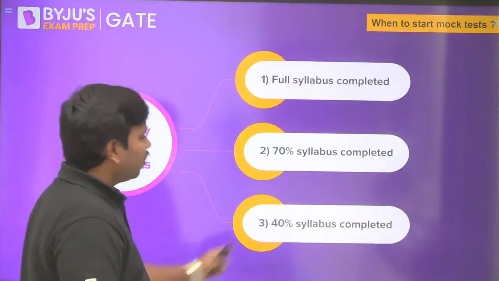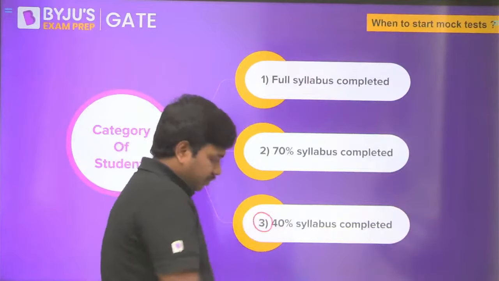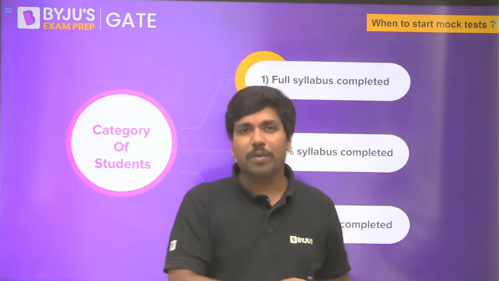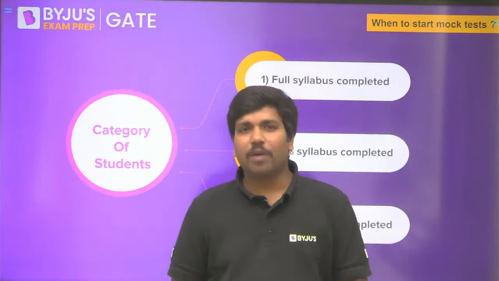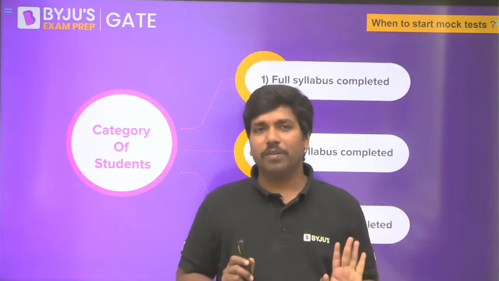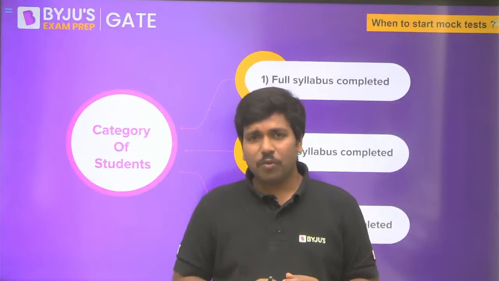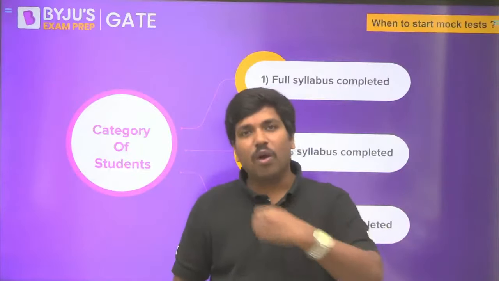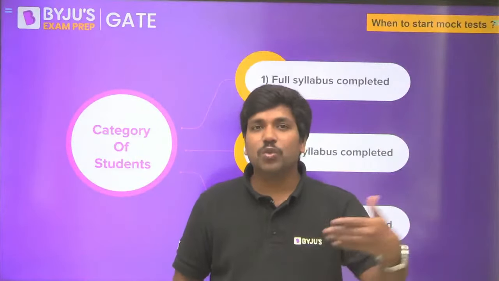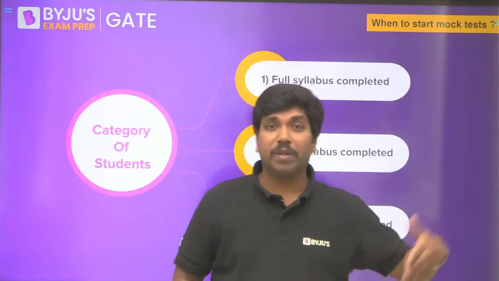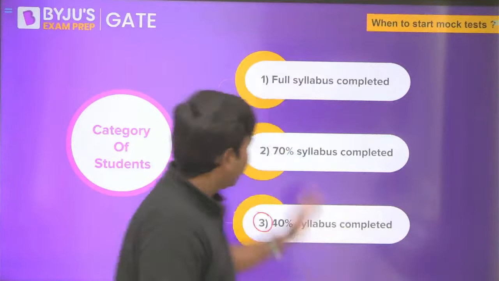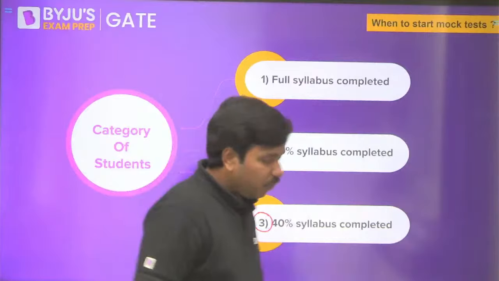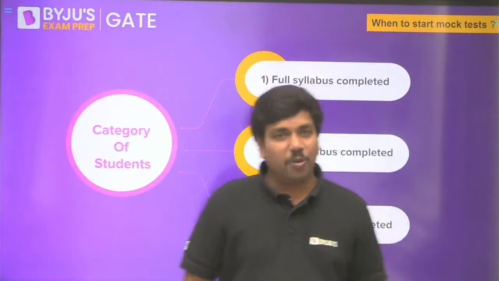So the third person: 40% syllabus completed. Maybe these students might have started their preparation in the month of October, or maybe some of them started in November, September, October, November. So they might have completed 40% of the syllabus. When do they have to start mock tests? Obviously my answer will be different for all these 3 students, right? I cannot tell a single thumb rule and have everyone follow the same rule. It obviously depends on the student's level as well as the student's preparation status. That's why I have divided them into 3 different categories. Now I am very sure every one of you falls into one of these 3. Of course, if you have not started your preparation yet, then nobody can help you, right?